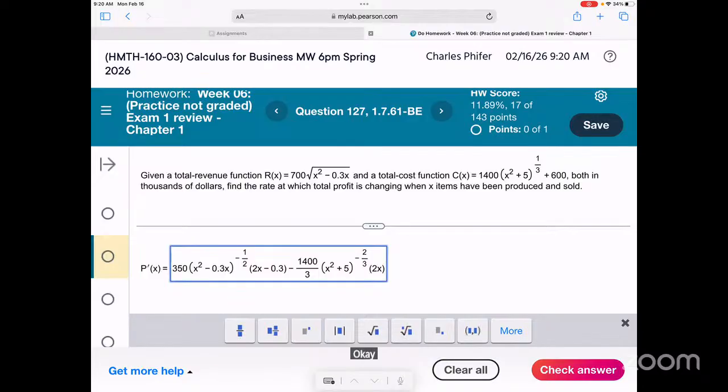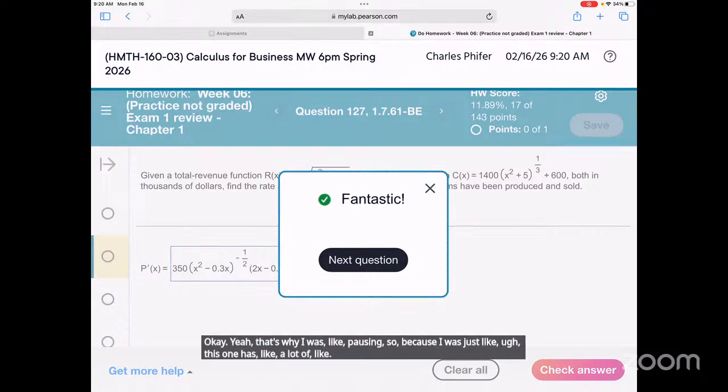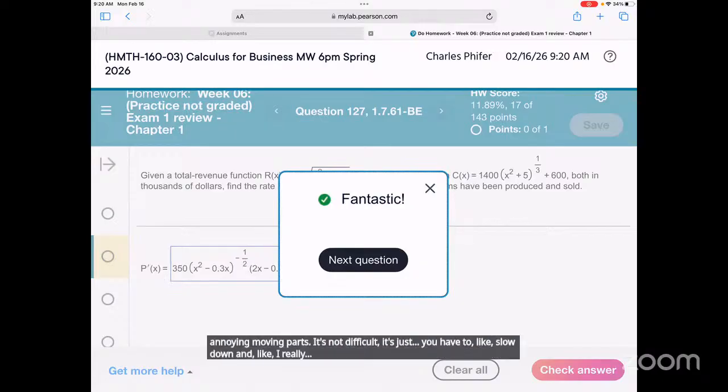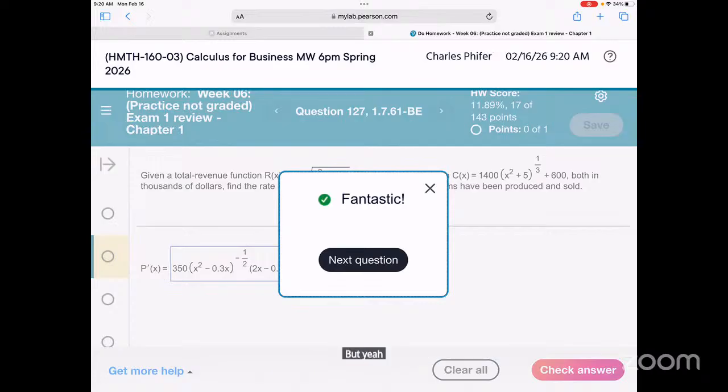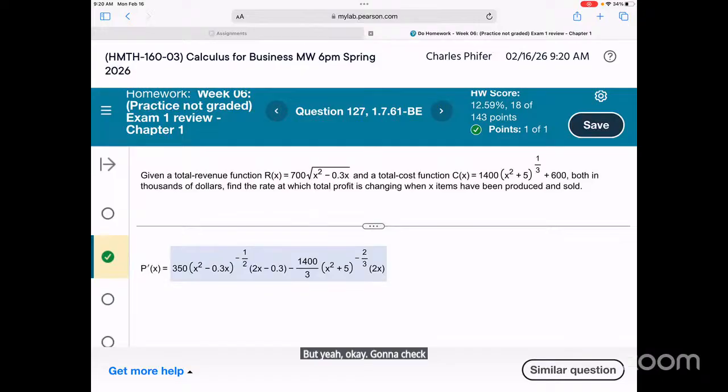Yeah, that's why I was pausing, because this one has a lot of annoying moving parts. It's not difficult. It's just you have to slow down, and I should have written it out, but I just didn't do that. But yeah, okay. Let me check. So we say no. Okay, let's keep going.